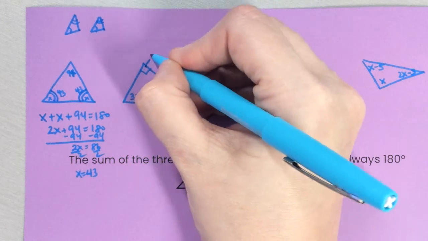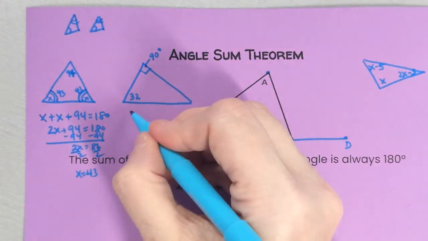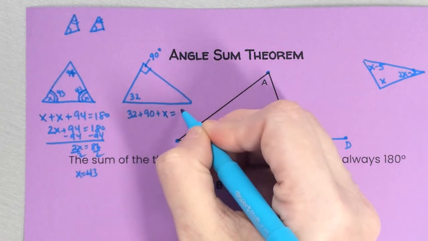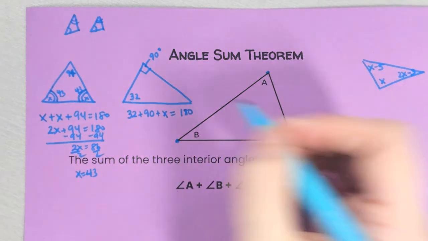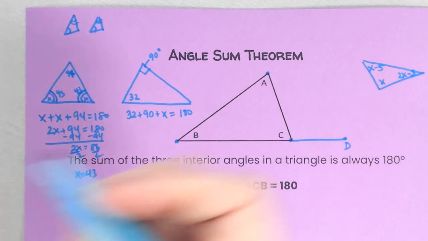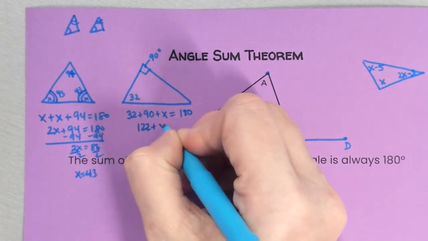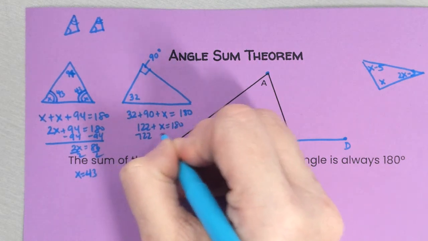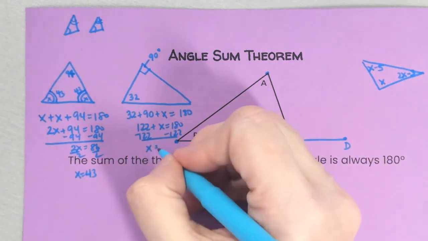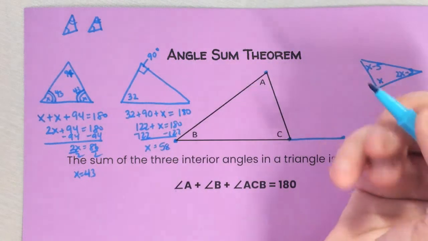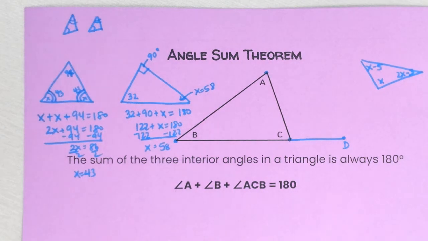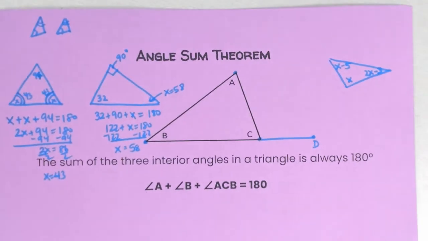Now, the next symbol you might see, you already know this guy, this is our right angle. So our right angle is always worth 90 degrees. Okay, well for this one, 32 plus 90 plus something, x, should equal 180. Well, 32 plus 90 is 122. If I subtract 122 from 180, I get x equals 58. So my missing angle here is 58. Okay? Now, that's how we did it with numbers. And you did that back in 6th grade.